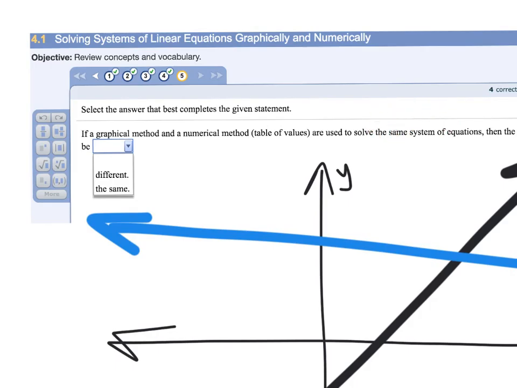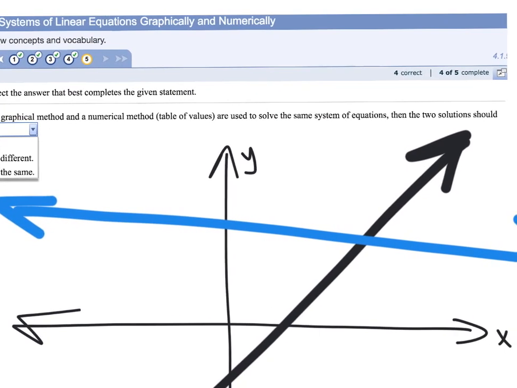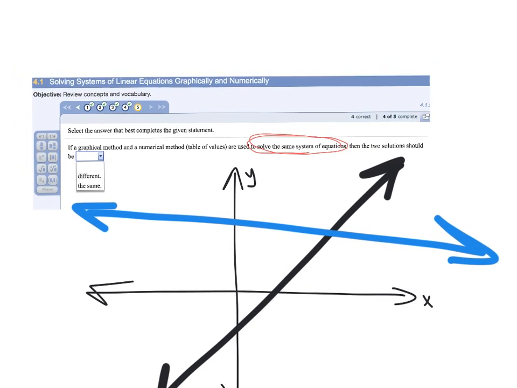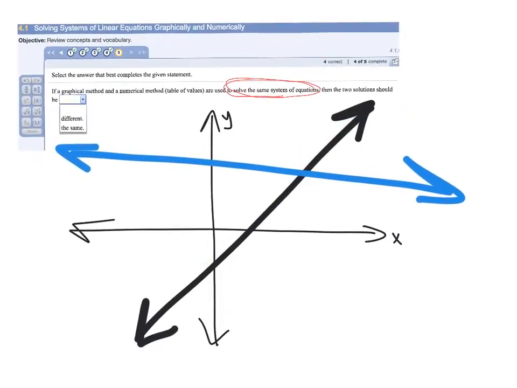Now, the question is asking us, if a graphical method and a numerical method are used to solve the same system of equations. Now, what the heck does that mean, to solve the same system of equations? Basically, that means you need to look for the location where those two lines cross. We got a couple of options. You're going to learn them. You don't know them yet as of this video, but we got one option called the graphing method, meaning graph it and take a look at where they cross. Another method is called the numerical method, which is a table of values. You make a series of tables and you look to see where the two tables match.